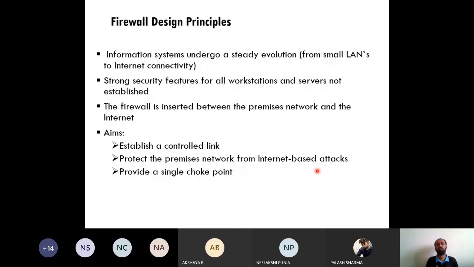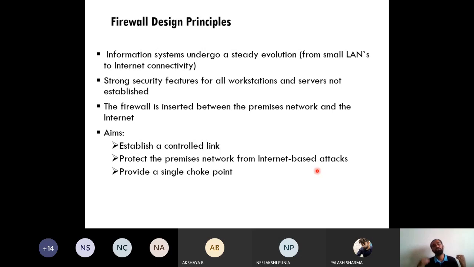And third, which is very, very important, provide a single choke point. What exactly is this single choke point? I'm talking about entry-level checking. If there is only one entry, that is more secure compared to multiple entries. Let me take our college campus itself. If there is only one gate through which everybody has to enter, it will be strong enough, where the security people can monitor the incoming people and take the decision.